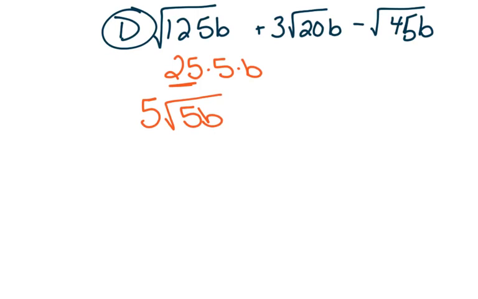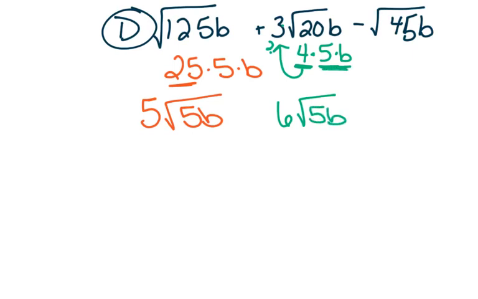Moving over to our next one, we have 4 times 5 times b. So square root of 4 is 2. That's going to come out and multiply by this guy. So 3 times 2, that gives me 6. And again, this 5b part is left underneath. All right, and then these guys we're adding, so I'll put the plus sign in between. Our next one is subtracting. And let's see, we have 45b. So biggest perfect square that goes into 45 is 9 times 5 times b. Square root of 9 is 3, that's going to come out. So I have 3 square root of 5b.